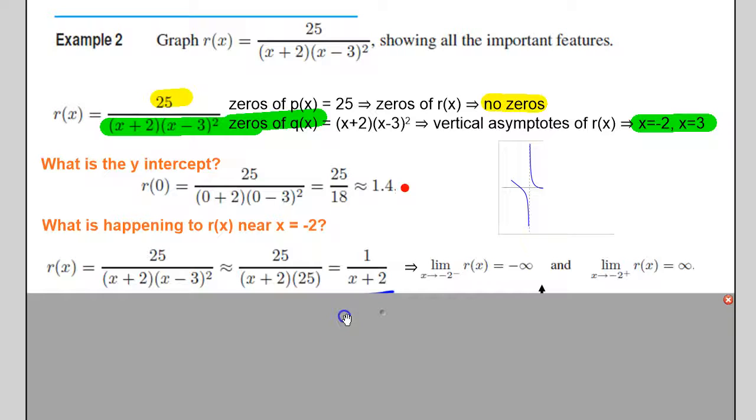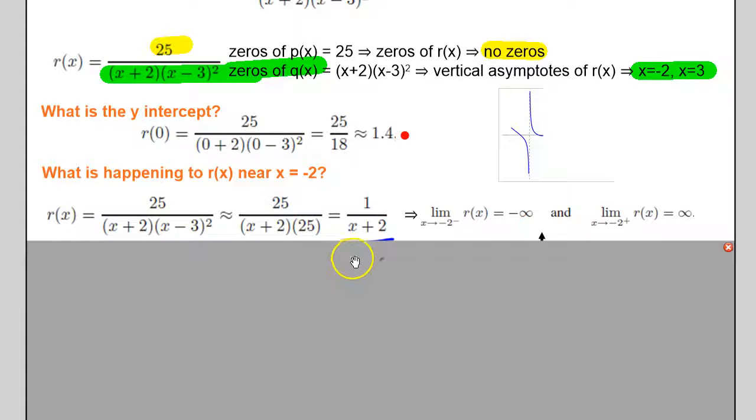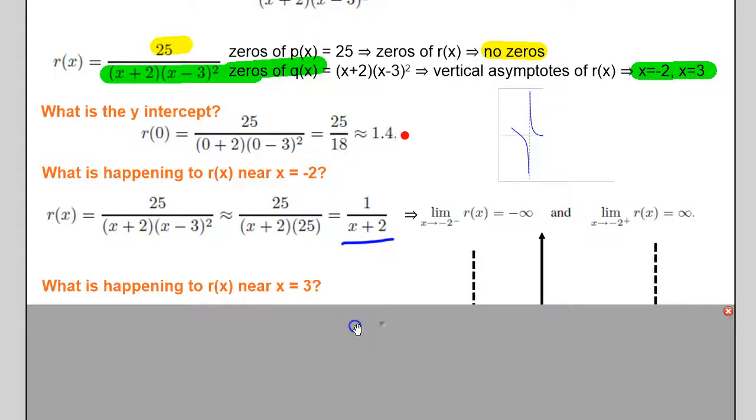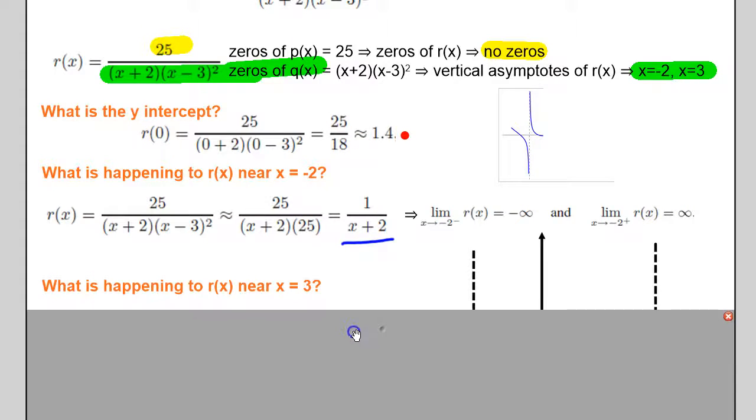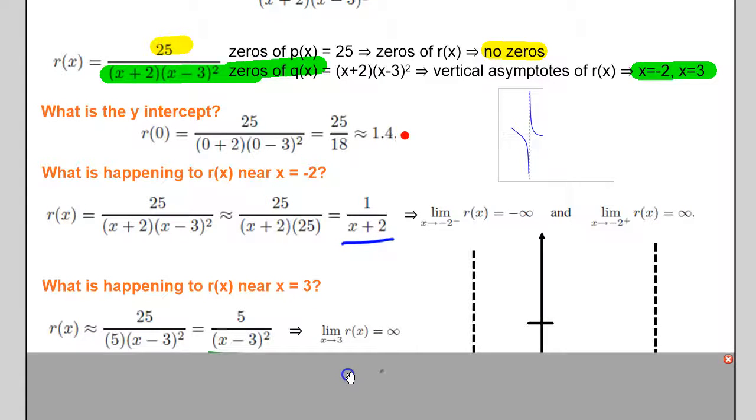Doing the same thing, let's see what happens near x equals 3, the vertical asymptote. Well, plugging in an x value that's close to 3, we're going to get something that looks like the rational function 5 over (x minus 3) squared. And this is a little bit different because that function, as x approaches 3, is going to only have positive values because the denominator is squared, which means that it's going to hug the asymptote something like this.